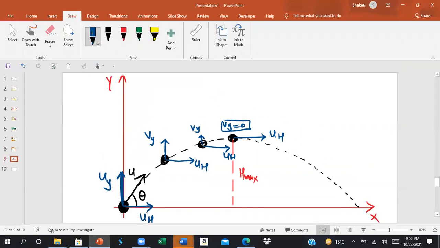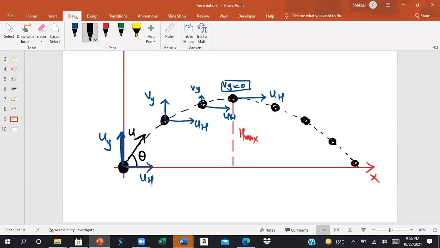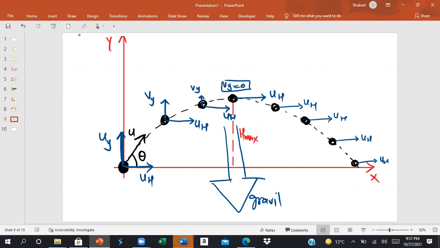When it is moving down, what happens to the components? The horizontal component remains unaffected. Its value will remain the same at all the points. Why is its value not changing? Because gravity is acting down, and gravity is perpendicular to the horizontal component. That's why the horizontal component is unaffected.